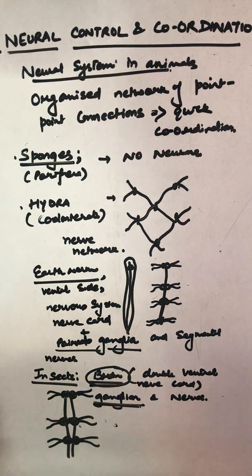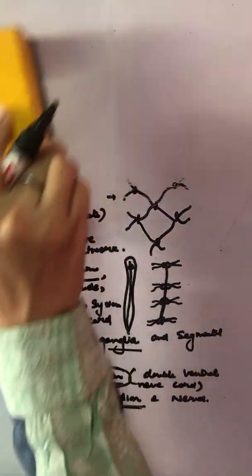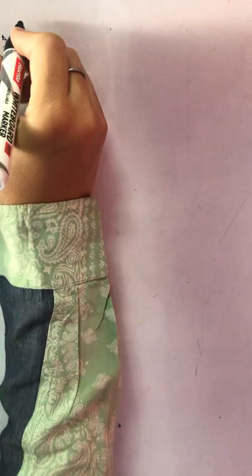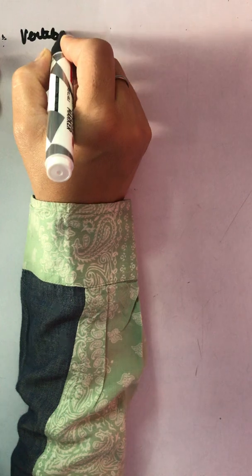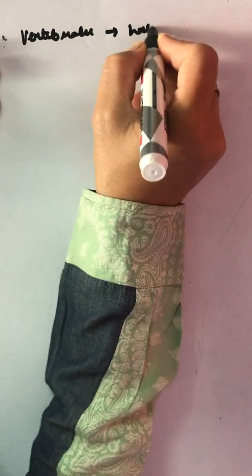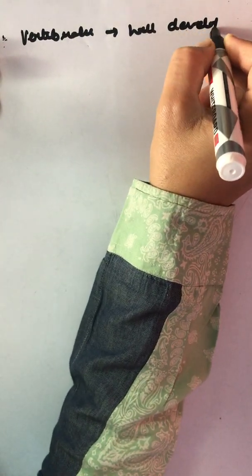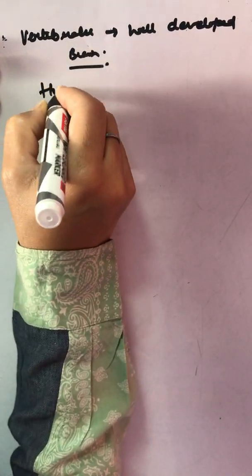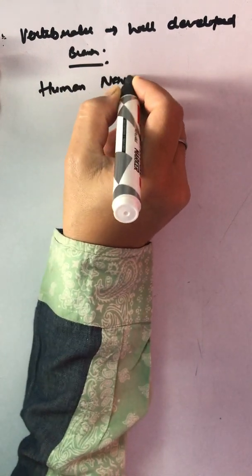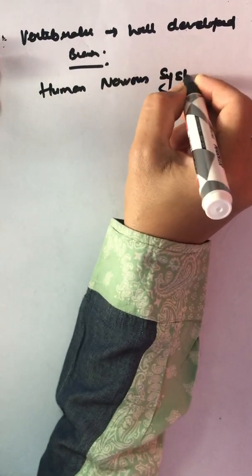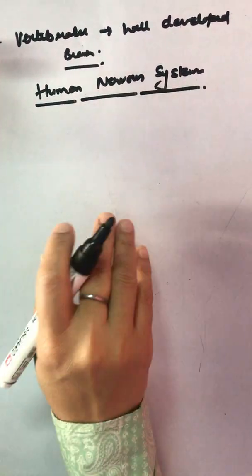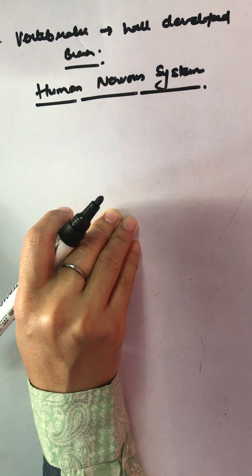Moving to vertebrates. Vertebrates have a very well developed brain, and in case of vertebrates we say first of all the human nervous system. Vertebrates have a well developed brain. So under this we are going to discuss the human nervous system.